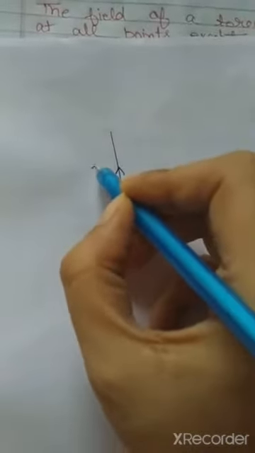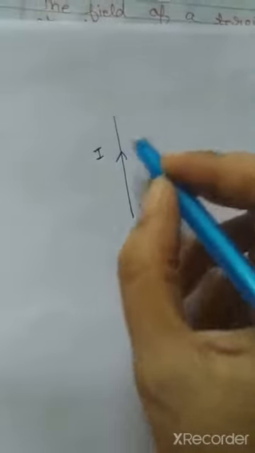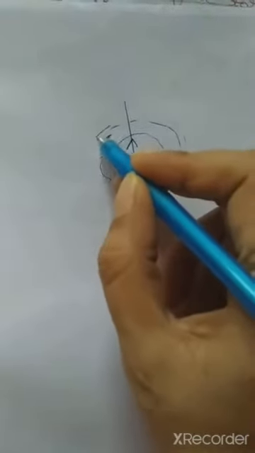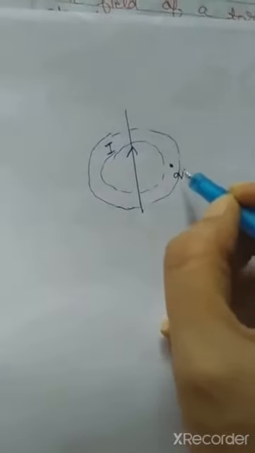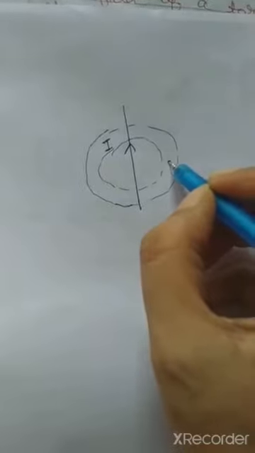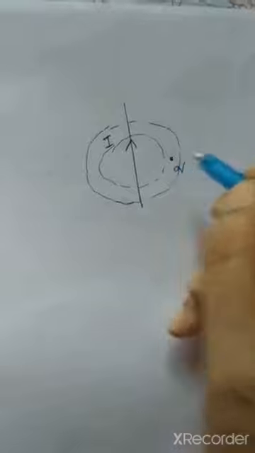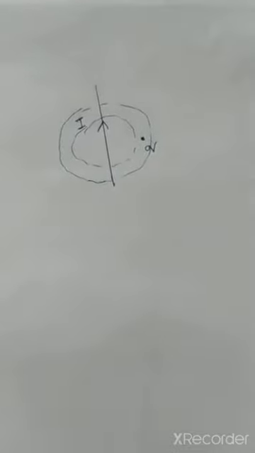Suppose this is a wire carrying current I. We know that around it a magnetic field will be created. In this magnetic field, if a charge Q is brought, and if this charge is stationary, in that case it will not experience any force. It has been observed by the experiment that when the charge is stationary then it will not experience any force.